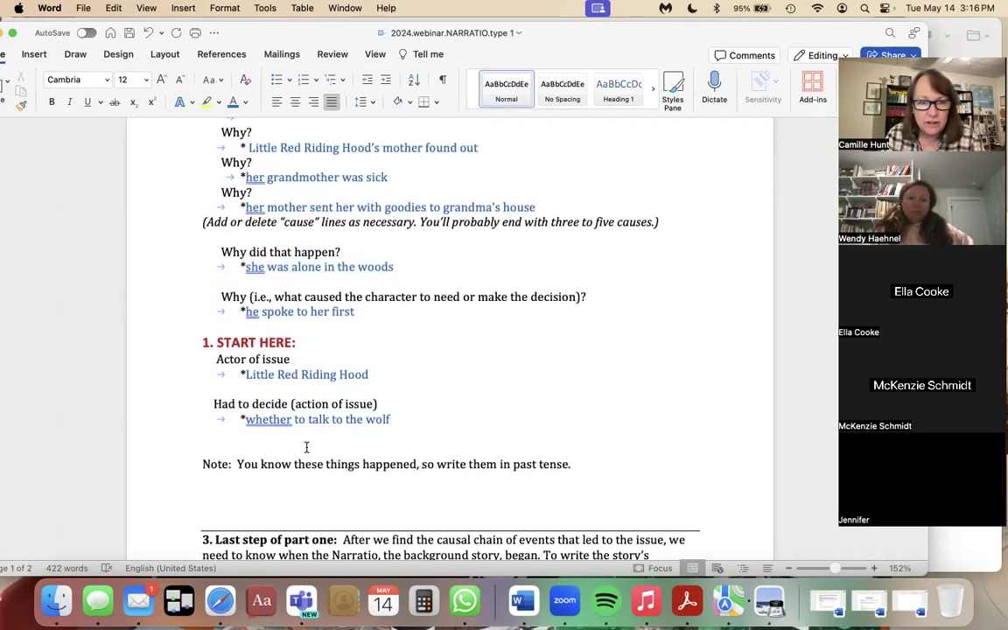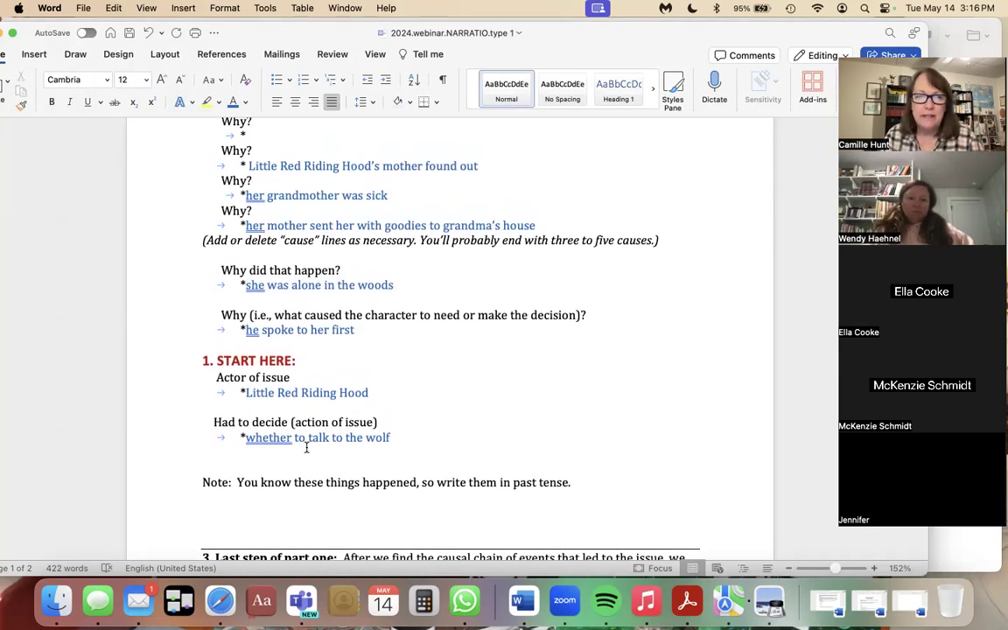And then there's a note here. We know these things happen, so we're going to write them in past tense. So she had to decide whether to talk to the wolf. Why? He spoke to her first. She had to decide whether to talk because he was talking to her. So do we answer when someone speaks to us? So that cause is easy to see.